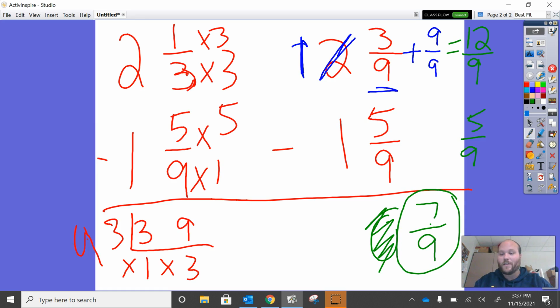Now, when we do this, that is just the basic steps. Step 1, if it's not written vertical, write it vertical. Then find your common denominator, and then regroup and do all that stuff you need to do. That gives you the answer of 7 ninths.